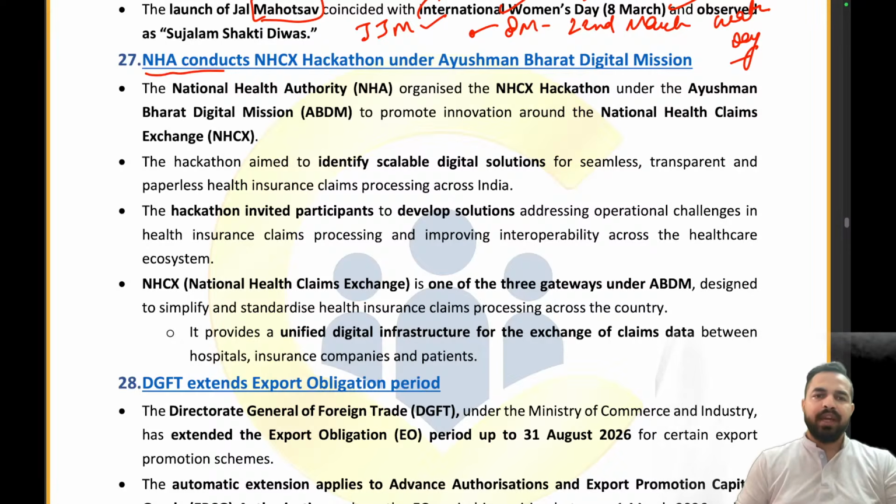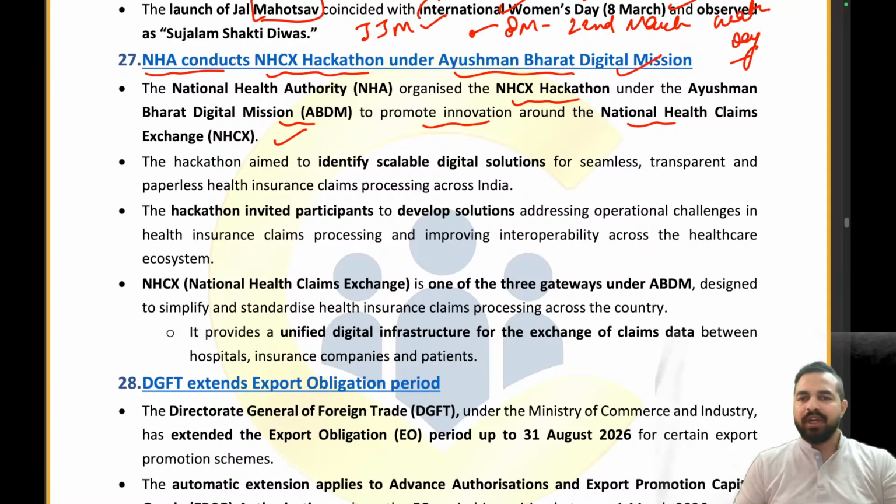NHA conducts NHCX hackathon under the Ayushman Bharat Digital Mission. So the National Health Authority organized the NHCX hackathon under the Ayushman Bharat Digital Mission to promote innovation around the National Health Claims Exchange. So my dear friends, around the National Health Claim Exchange, we are promoting innovation.